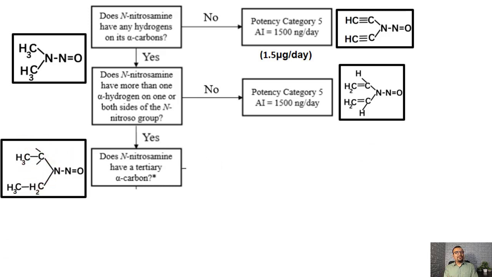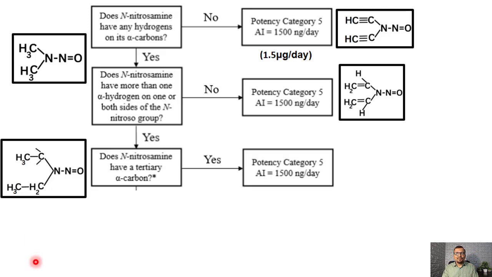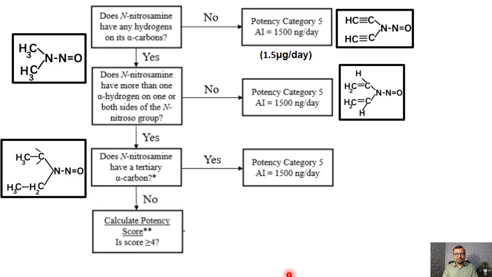The tertiary alpha carbon is nothing but a carbon connected to 3 different carbon atoms. So this is the alpha carbon, and this alpha carbon is connected to 3 carbon atoms. So it is called a tertiary carbon. In case it is a tertiary carbon, then again the potency category of this particular compound is going to be 5, and hence the acceptable intake of 1500 nanograms per day can be considered.